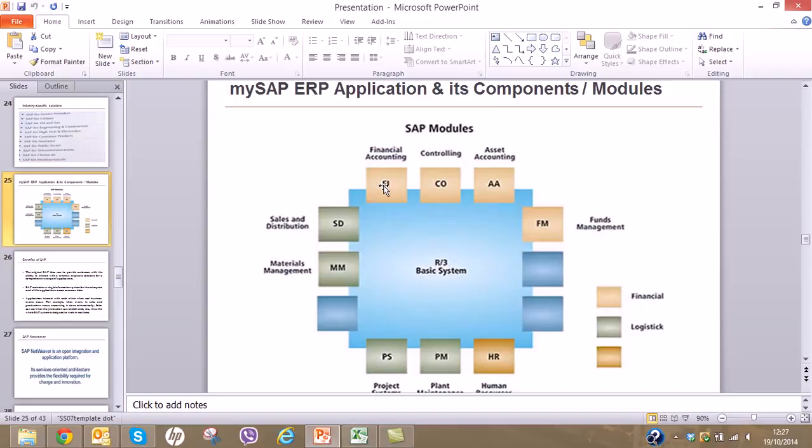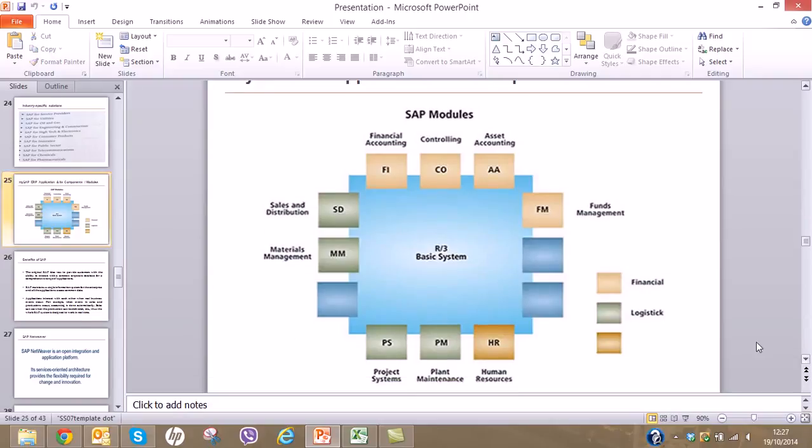Similarly, logistics covers sales and distribution, materials management, project system, and plant maintenance. And human capital management covers human resources. Human resources is an old name. Now its new name is human capital management. It is not called human resources now. It is called human capital management, HCM.